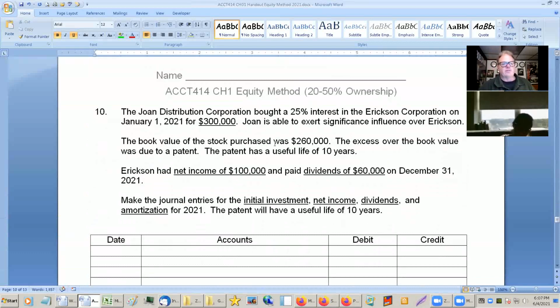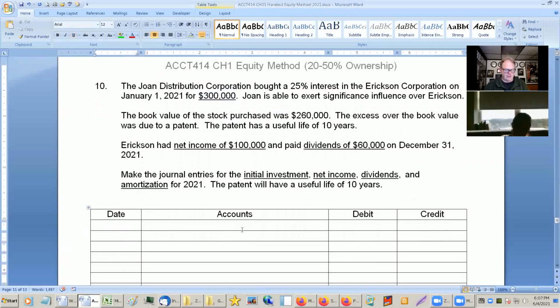Okay, yeah, so the difference was for the patent. So they paid 300,000. So I mean, that's just the entry right there. Whatever they paid for it is the journal. I don't know why I cannot spell equity. There can be a strange situation where it doesn't work out.